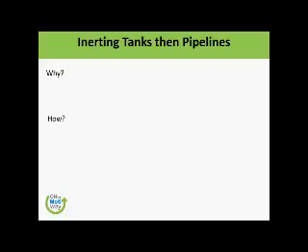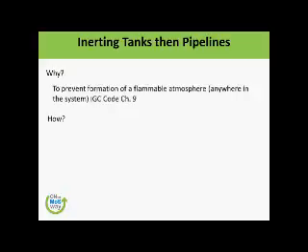We do not want, I repeat, we do not want any air in our cargo system, because air can take us into a flammable environment if there is the right amount of oxygen and hydrocarbon. So why are we inerting the pipelines also? To avoid the formation of a flammable atmosphere anywhere in the system. And the details are written in the IGC code chapter 9.